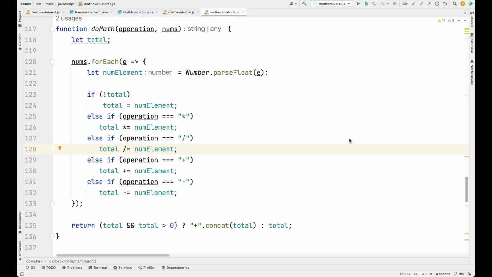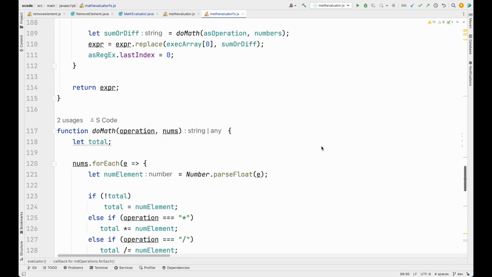Now, if you remember, in our algorithm, we're going to substitute expressions that we solve with the actual answer itself. So that's why we want to return these things as strings. And if the total is less than 0, or if it's equal to 0, then we just leave the total alone. That means it's going to be 0 or some negative number.